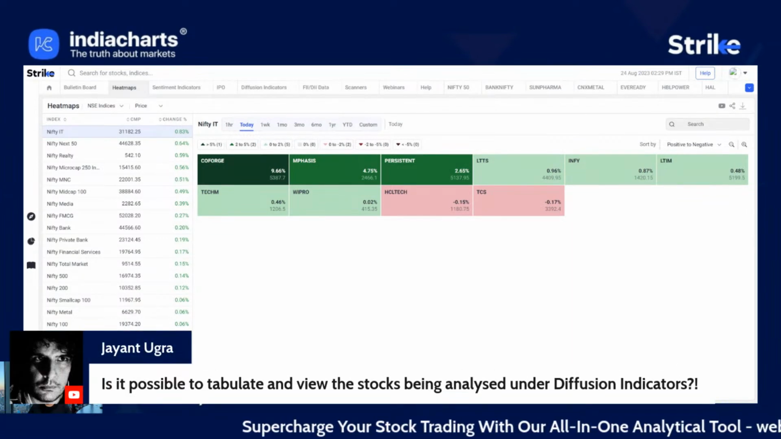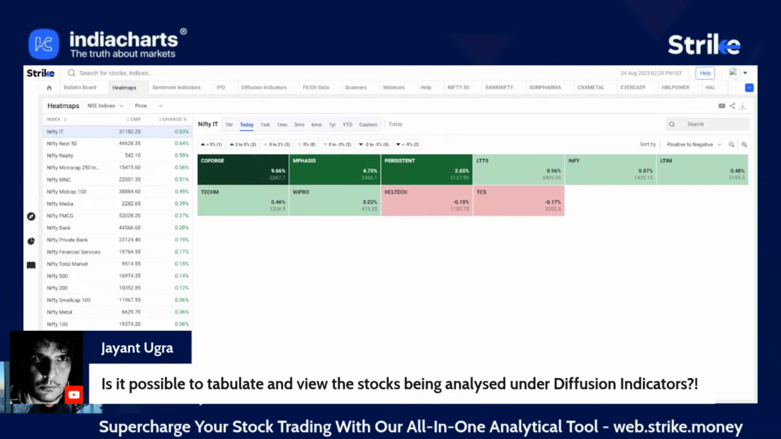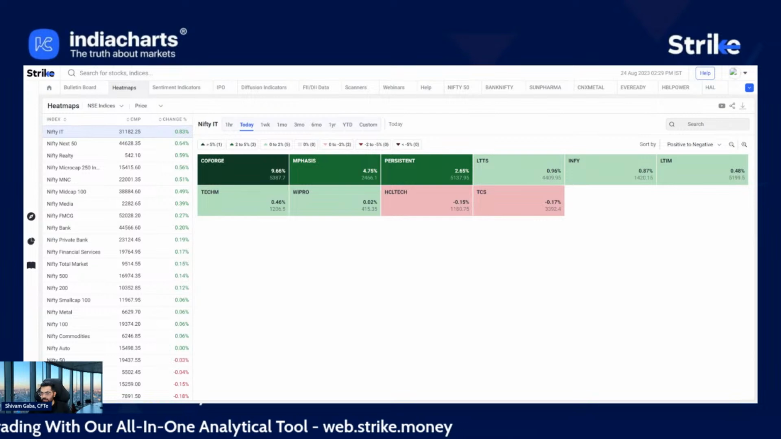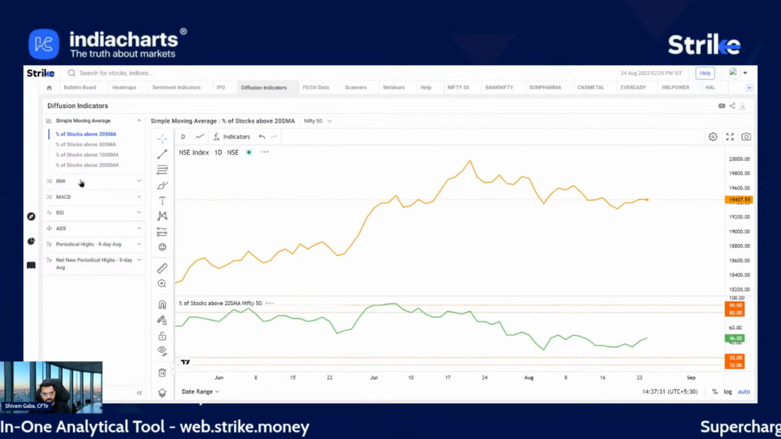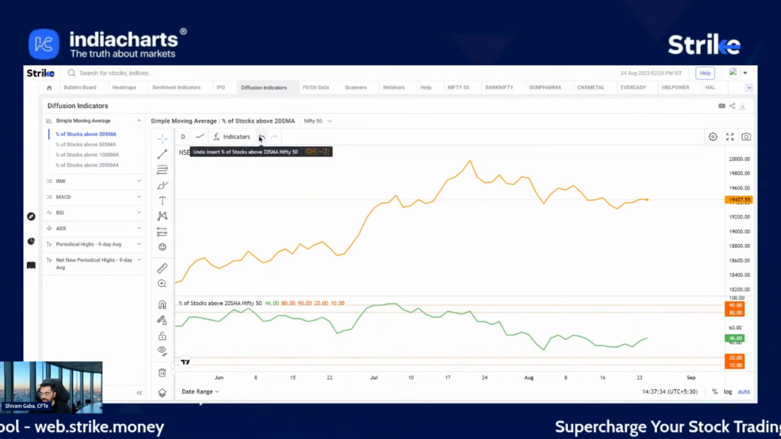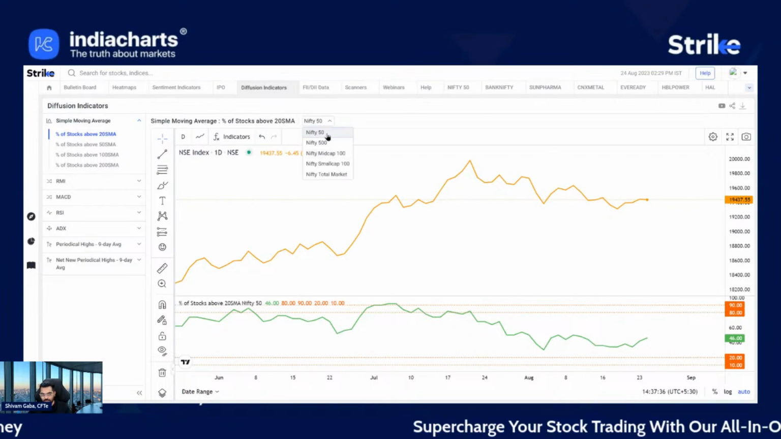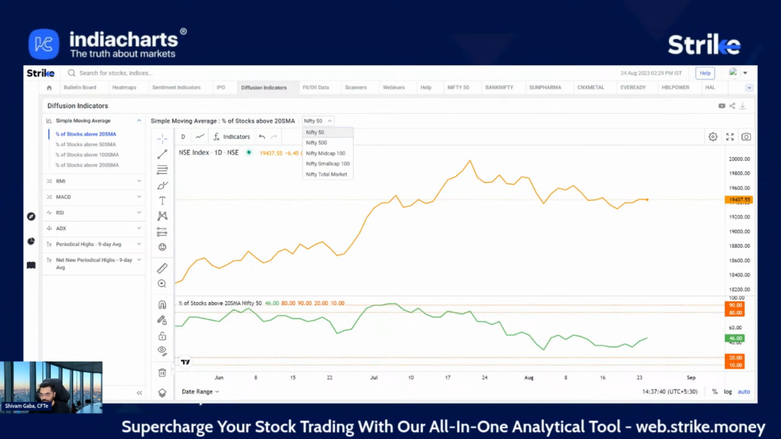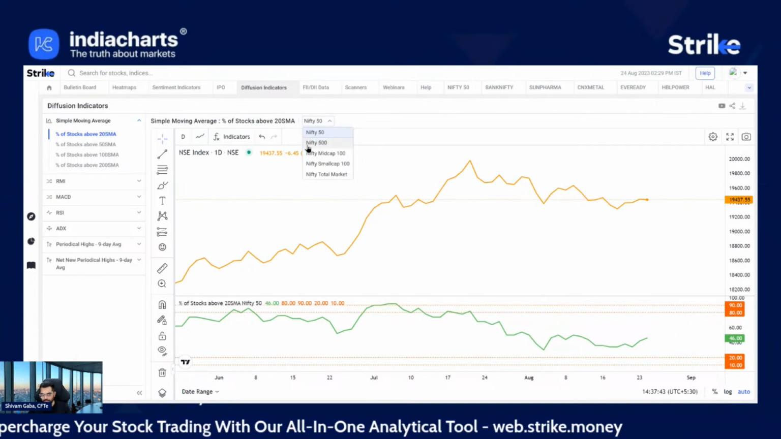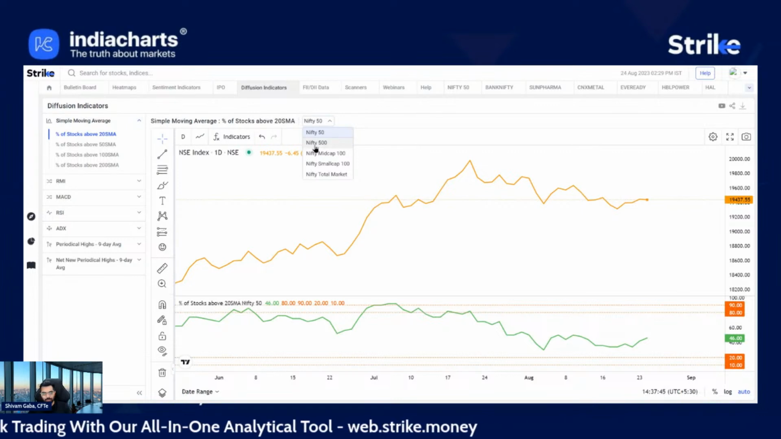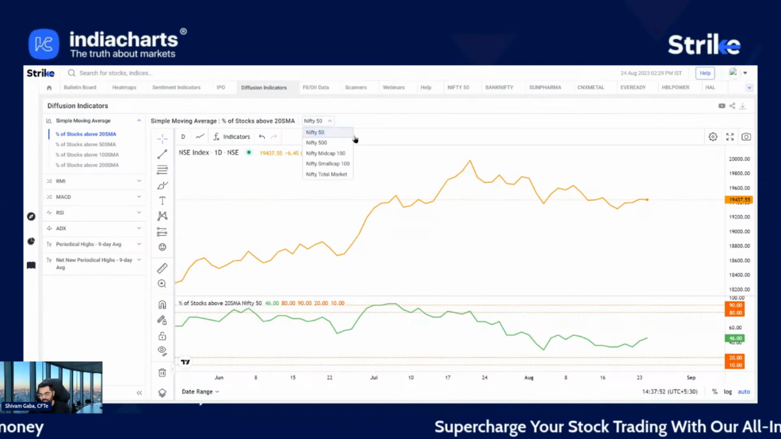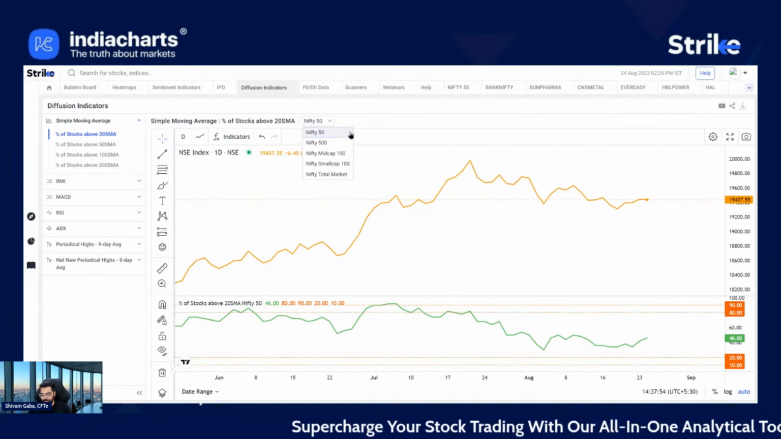There's one question coming in. Is it possible to tabulate and view the stocks being analyzed under diffusion indicators? We've mentioned the basket being used for the calculation. So you can see here, if Nifty 50 is selected, then the calculation is being done on all the Nifty 50 components. Same is the case with any other index that is selected. If we really show the whole list, then it doesn't give an optimized view on this particular screen.